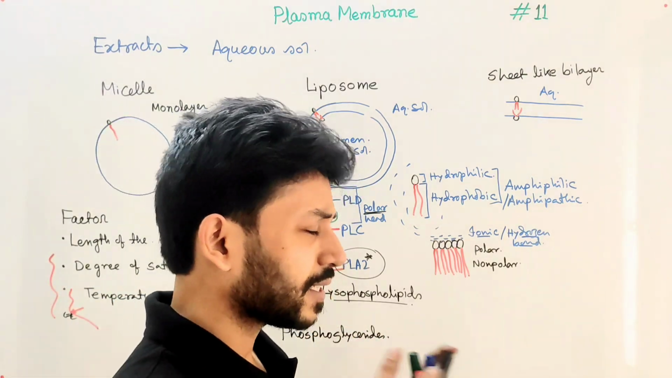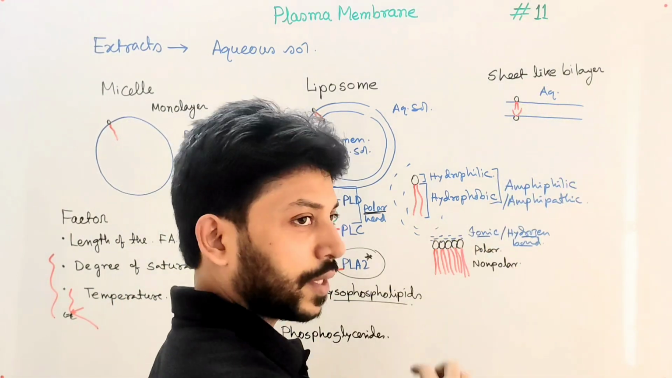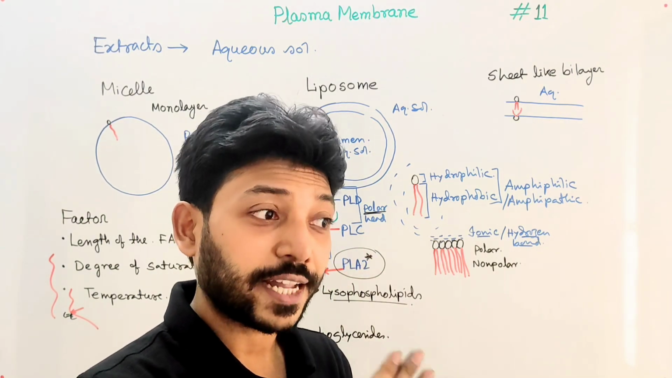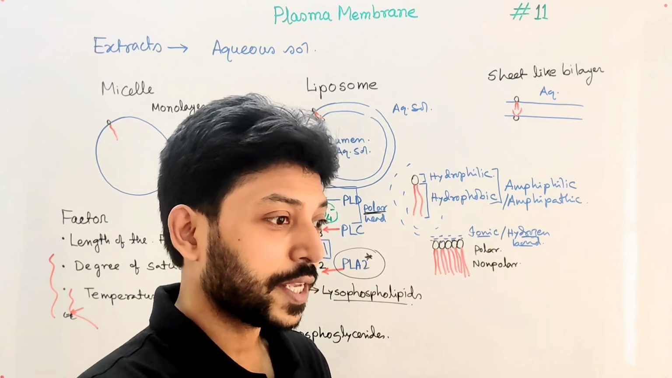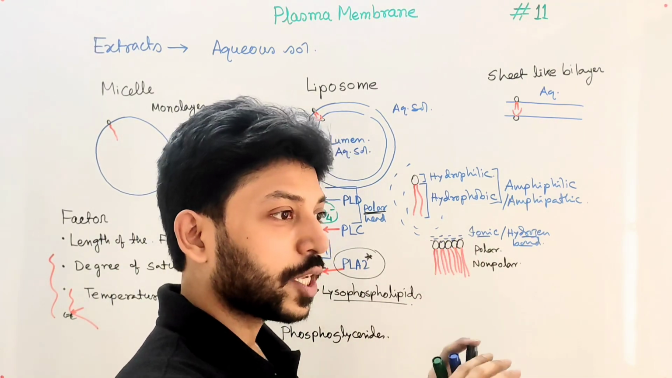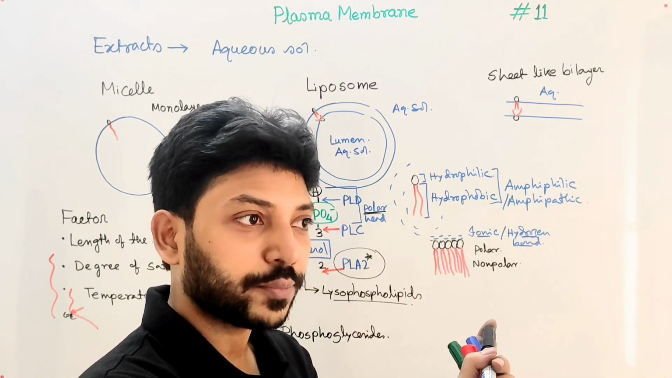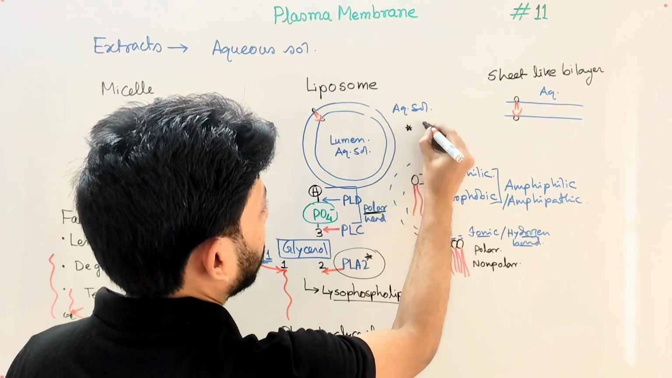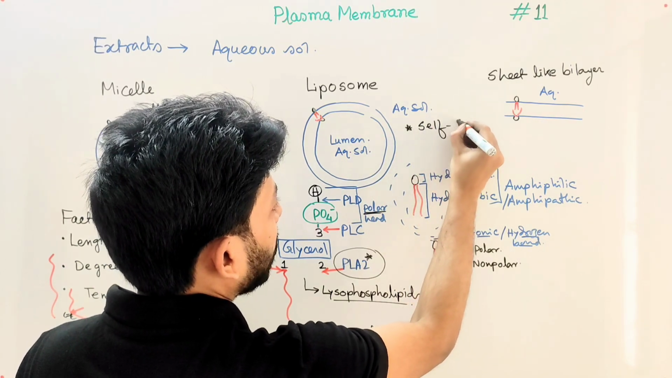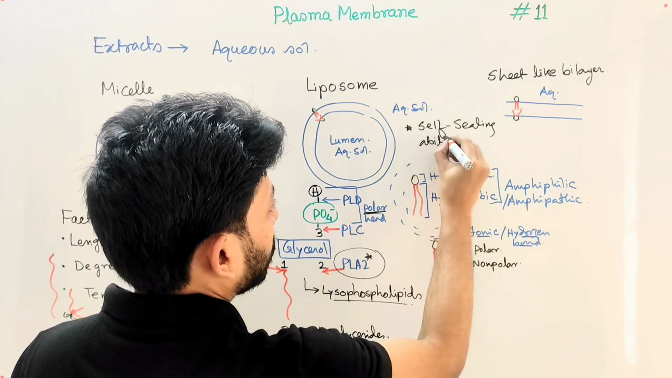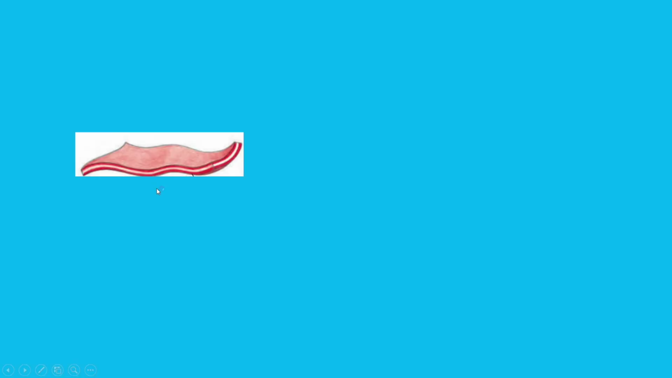So they try to avoid the water molecules. If there is any edge in the membrane, that will interact with water, and that is energetically unfavorable. That's why the lipids close in on themselves. That means it has a self-sealing property. Remember the term: lipids have a self-sealing ability or property. Now, if you take a sheet-like bilayer in an aqueous solution, what will happen?